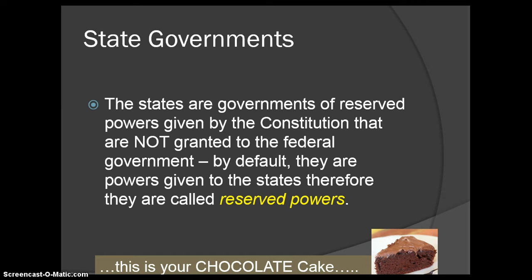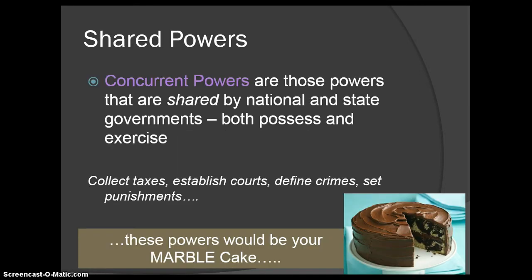Now this is your chocolate cake. This is the top layer of your cake, which comes after the national government. Now, there are some things that both levels of government will do, and those are called concurrent powers because they are shared or they happen at the same time by the state and the national government. So, for instance, taxes. When you go to file your taxes in April, you will file and pay taxes to the federal government and the state government. So both levels tax you and you pay to both. And this is a great example of concurrent powers.